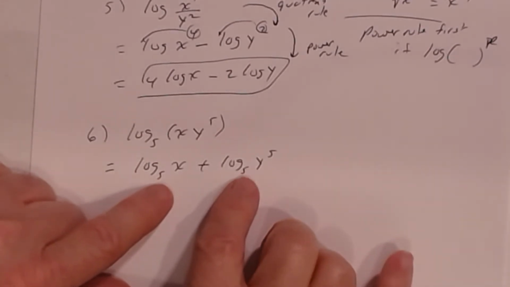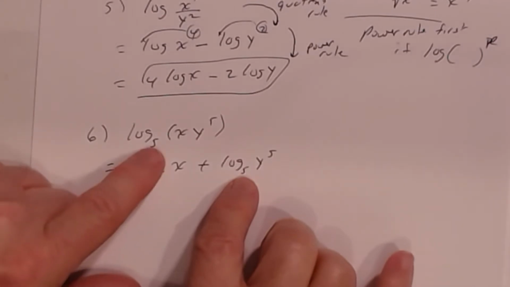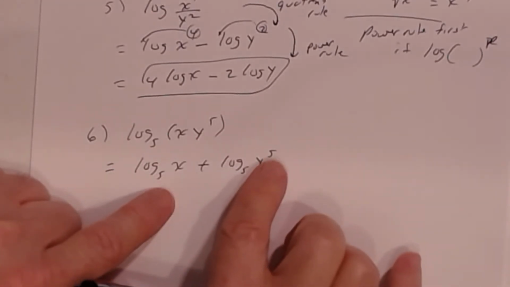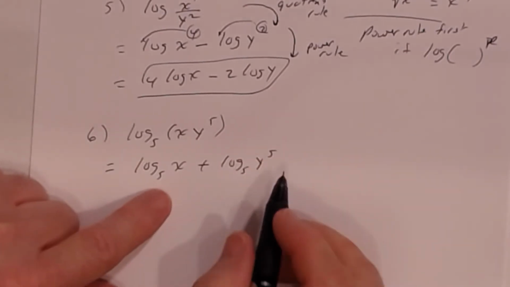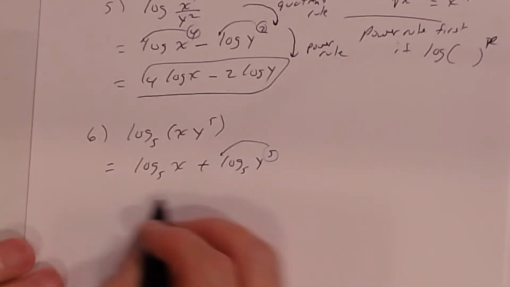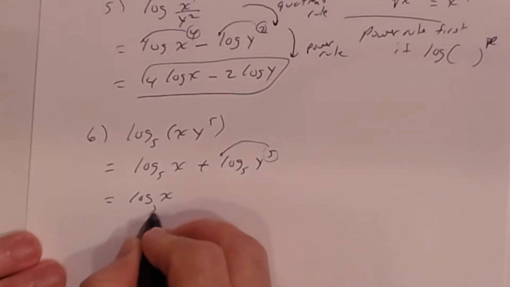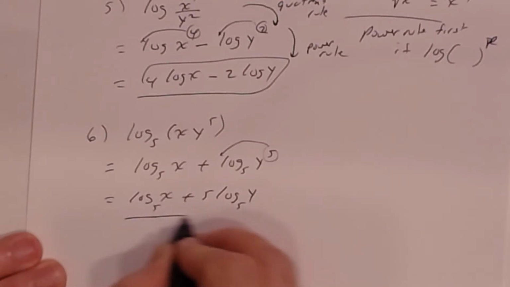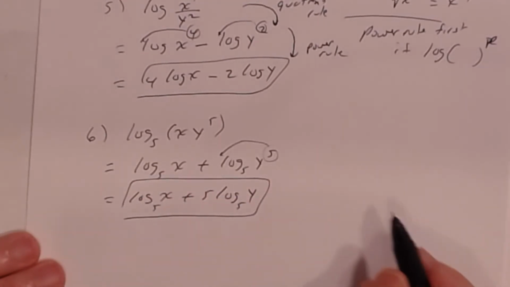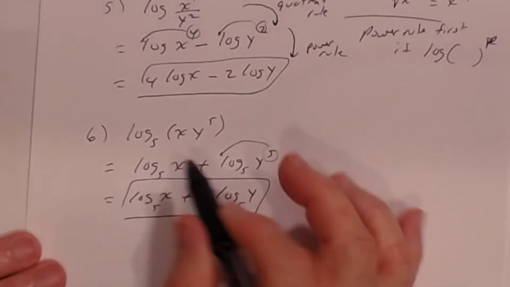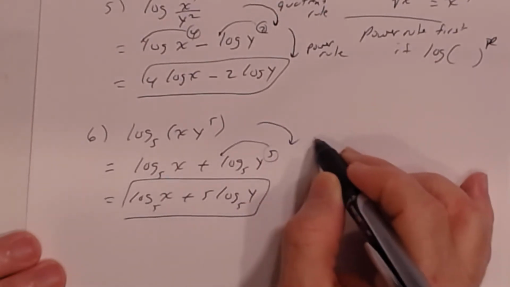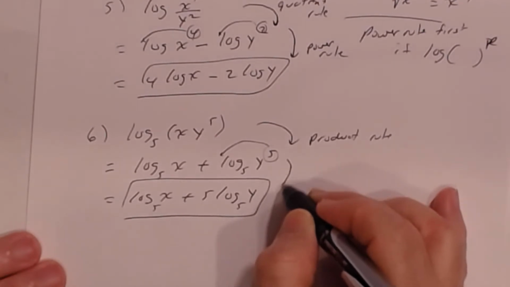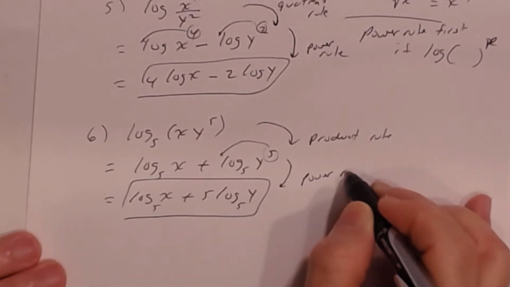So make sure you put the bases. So this is base 5. You've got to say base 5. Now I can use the power rule here. So make sure you use the power rule. So this becomes log of x base 5 plus 5 log of y base 5. Okay? So notice, to expand this one, I used the product rule first, and then I used the power rule.